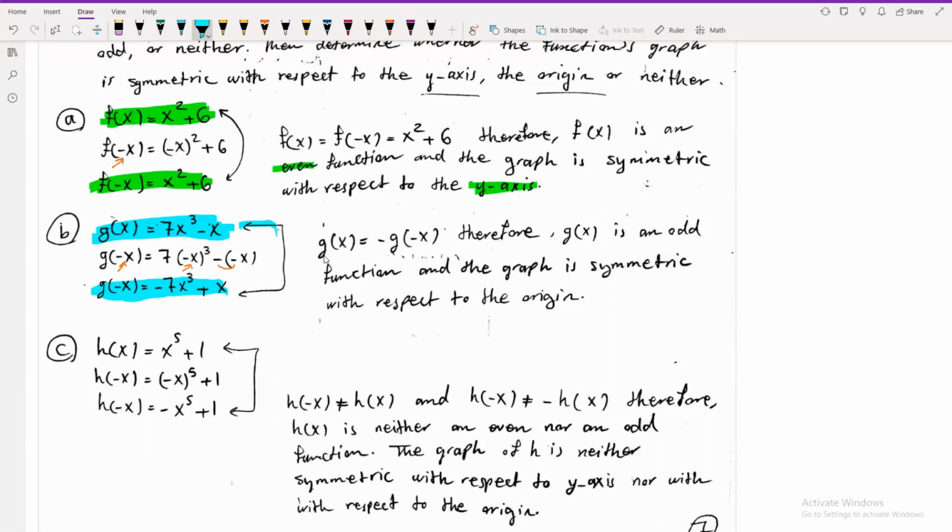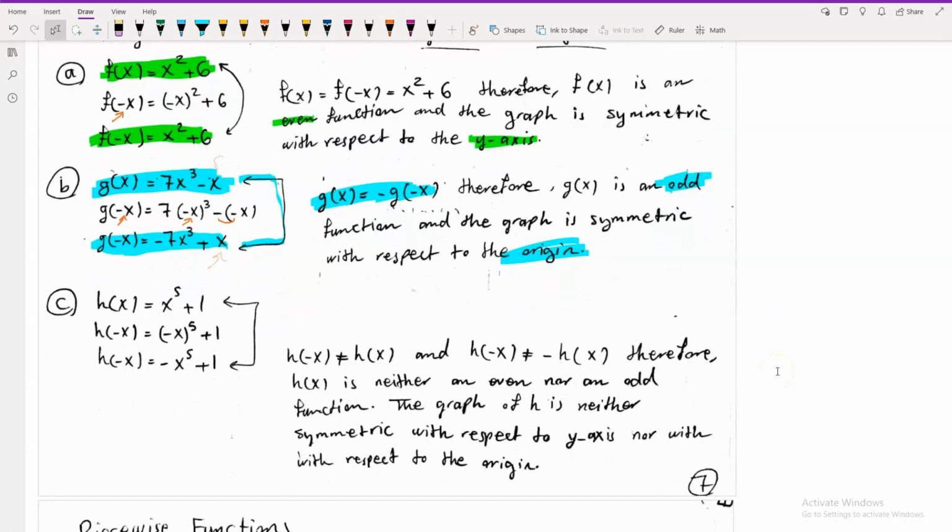Compare these two. We do not have exactly the same thing, but we have different signs. So for g of x, we have positive 7x cubed, but for g of negative x, we have negative 7x cubed. On top, we have negative x, but here we have positive x. So that means we have g of negative x equal to negative times g of x. This means we have an odd function, and this is symmetry with respect to the origin.